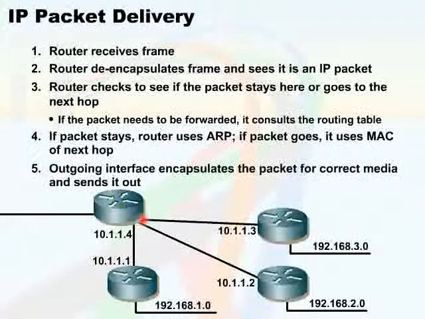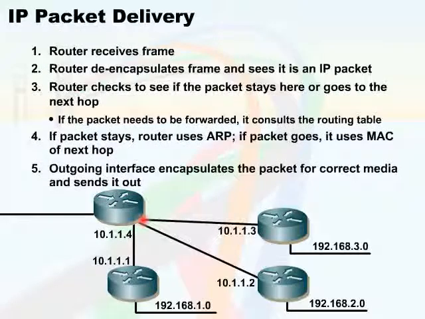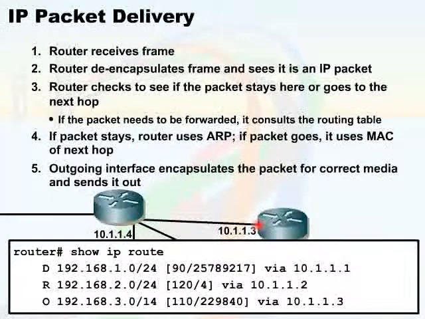Outgoing interfaces will encapsulate the packet for the correct media, and then it will forward it based upon whether it's identified in this routing table. So the routing table serves a very important role in the functioning of any router.